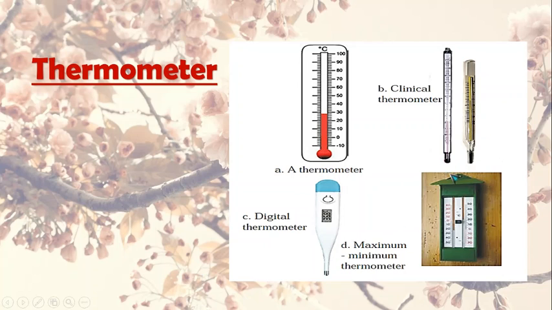The thermometers used in the laboratory are similar to the one in figure A, except that the range of temperatures that it can measure is large, spanning 40 degrees Celsius to 110 degrees Celsius or even larger. A special type of thermometer is used to measure the minimum and maximum temperatures in a day. It is called maximum minimum thermometer.